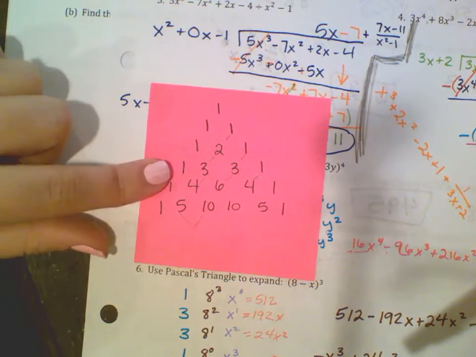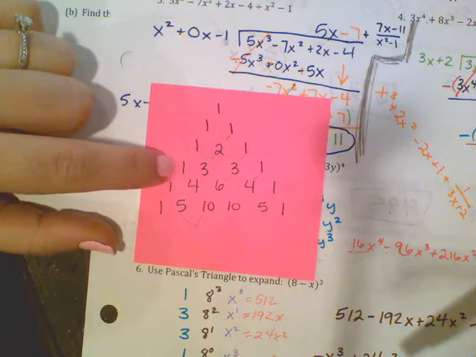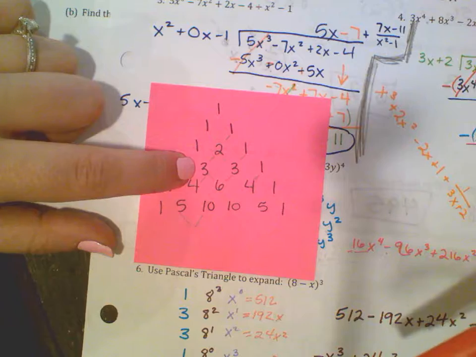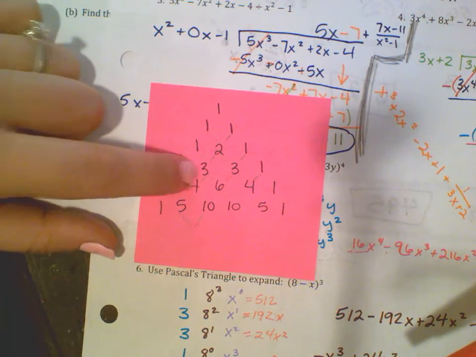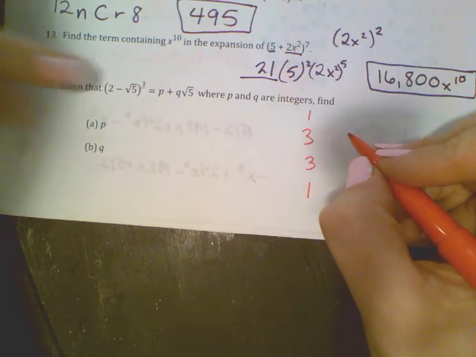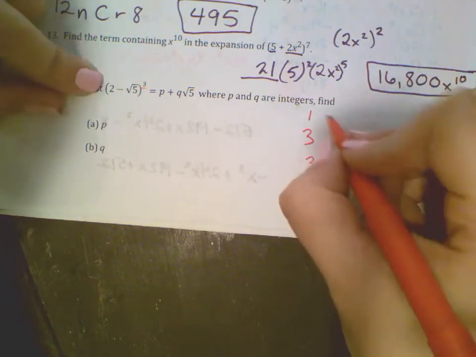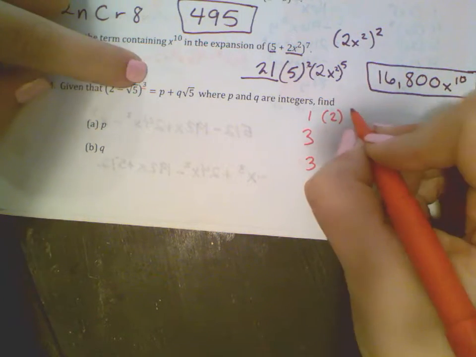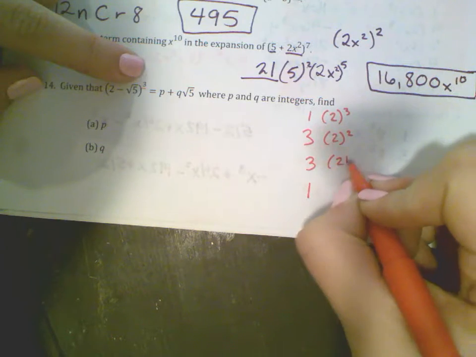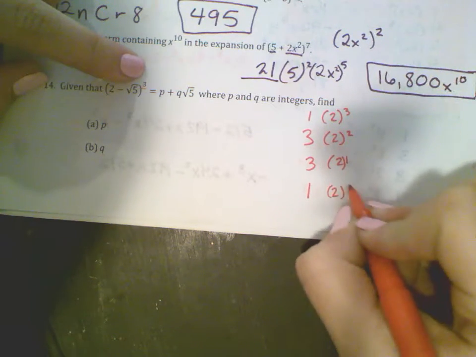This is Pascal's triangle. We start wherever the first term is not 1, but the number of the exponent that we are looking for. It'll always have one more term than the exponent that you are looking at. So 1, 3, 3, 1. I'll take this term 2. It'll be 2 to the third, 2 squared, 2 to the first, and 2 to the 0.